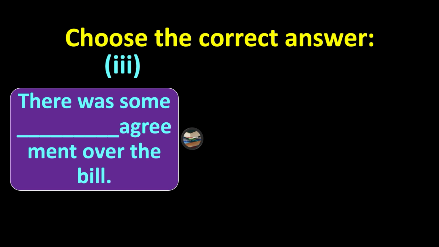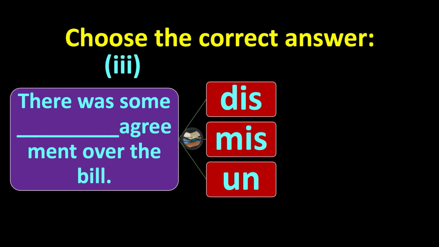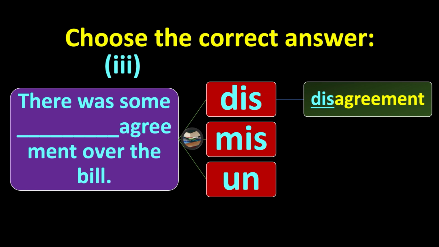There was some blank space agreement over the bill. Disagreement, I think it might go. Let's see more. Option, misagreement. I don't think it's quite okay. Unagreement, I don't think it will go with it. Disagreement. So the correct answer is disagreement. Now we move on to the next.